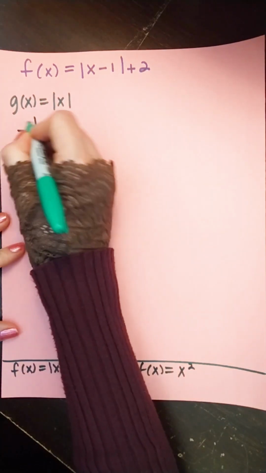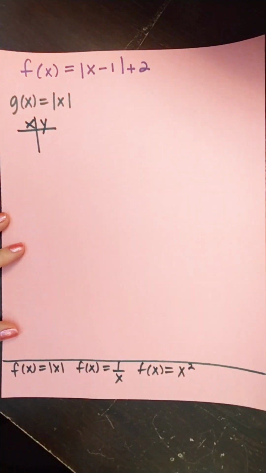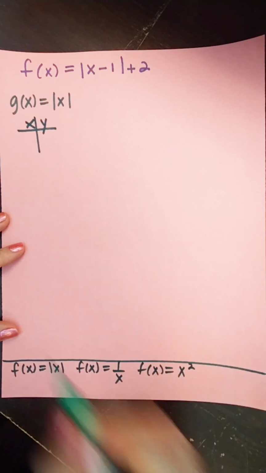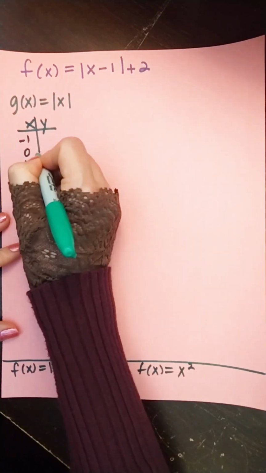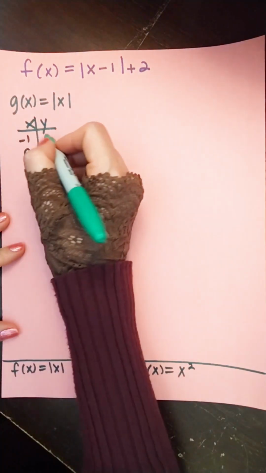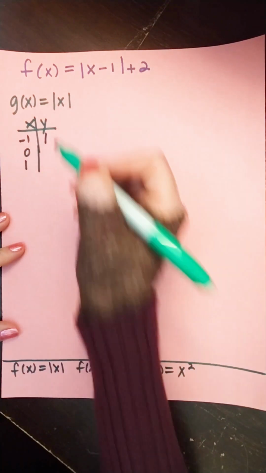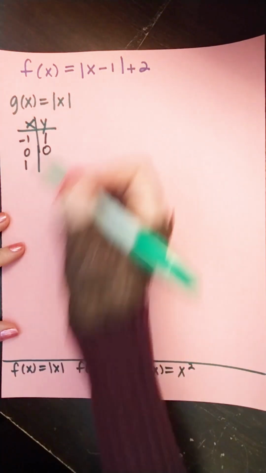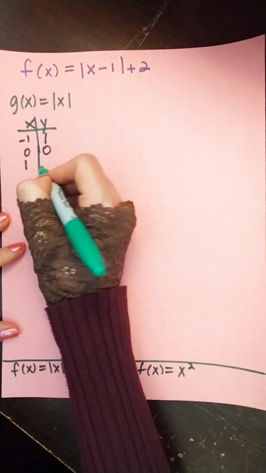So then what you want to do is to identify some key points to go with your starting function. And in your textbook, you do have a list of key points to go with each function along with the shape of its graph. And I'm just going to choose small, easy numbers to work with. So if I find g of -1, that's the absolute value of -1, which is 1, and g of 0 is the absolute value of 0, which is 0, and g of 1 is the absolute value of 1, which is 1.